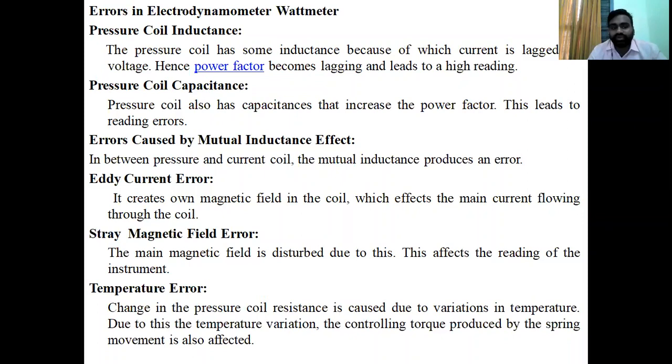The main magnetic field error is created, and there is temperature error, because the current flowing through the pressure coil causes a type of temperature error. Mostly this temperature variation is reduced by reducing the current with the resistance which is present next to the pressure coil.